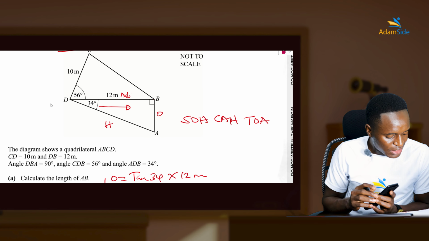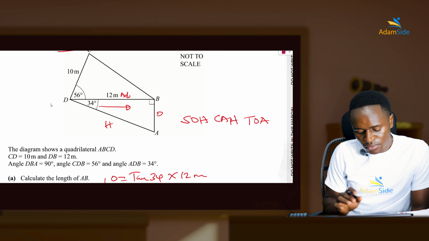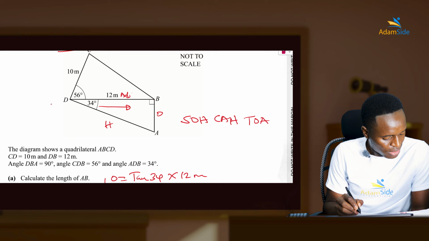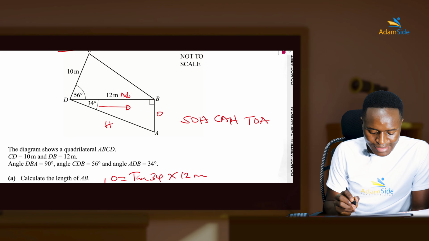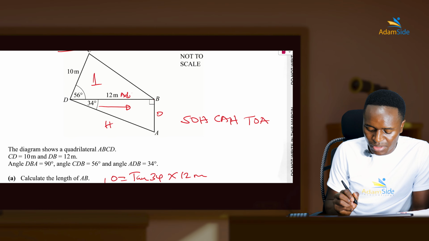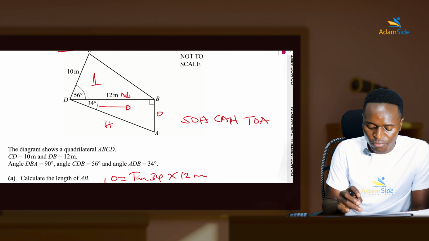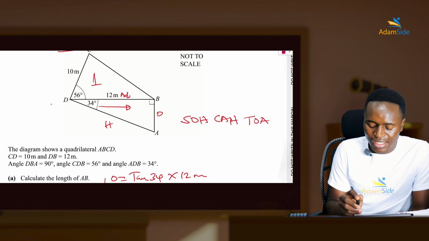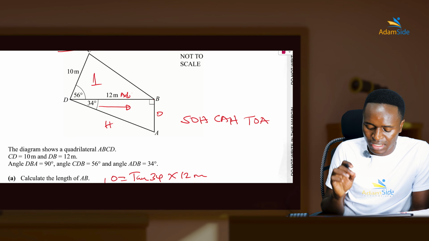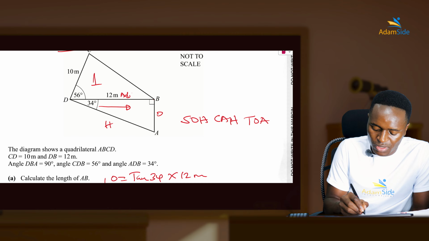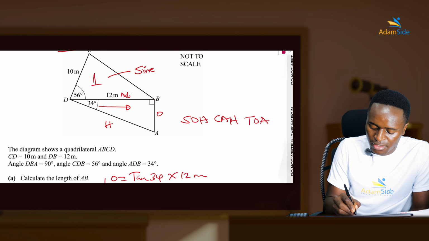B. Calculate the area of the quadrilateral ABCD. So, the area of the quadrilateral ABCD, remember, is the area of CBD and the area of ABD. So let's start with the area of CBD. We'll use the sine rule because it's not a right angle triangle.